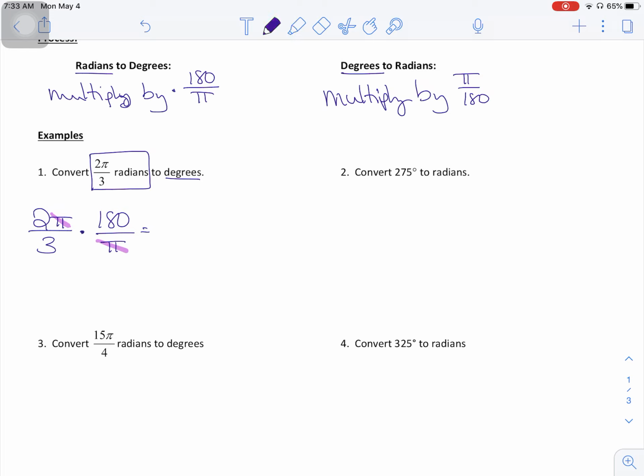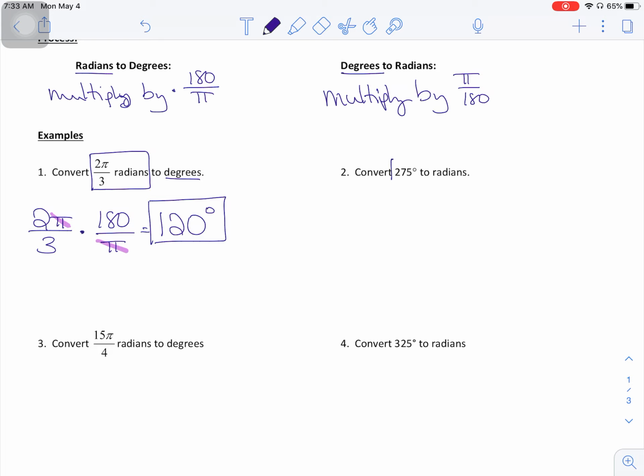Then use your calculator. I'm saying calculator, but that could be the calculator on your phone, could be the calculator on your iPad. But what you're going to do is take 2 over 3 here, so 2 divided by 3, times 180, and you get 120 degrees. Okay, so 2 pi over 3 radians is equivalent to 120 degrees. I'm going to move on to problem number 2.